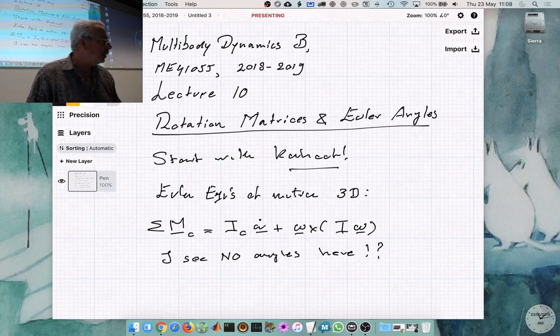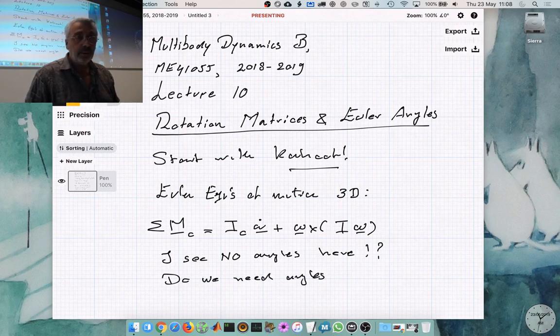That's sort of strange. The only thing there is an angular velocity and an angular acceleration, and the whole concept of angles is not in the Euler equation. So the question arises, do we need angles? If they're not in the equation, we apparently don't need them to do the dynamics of a rigid body in 3D.